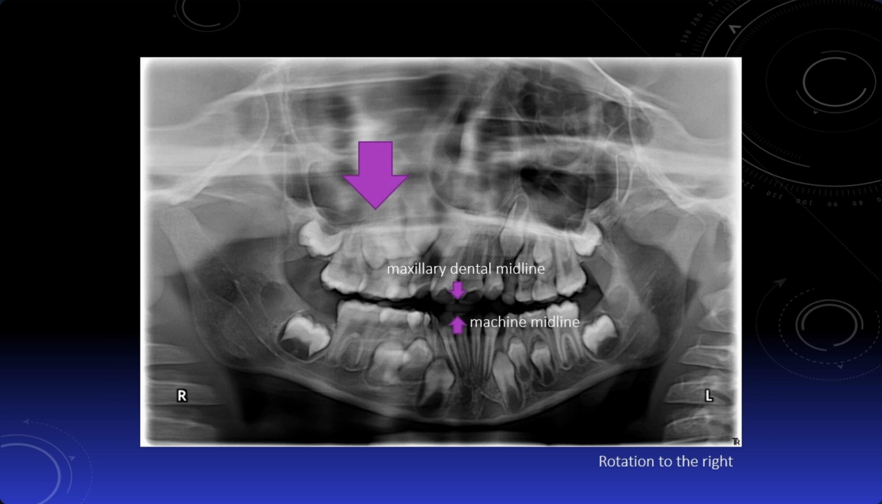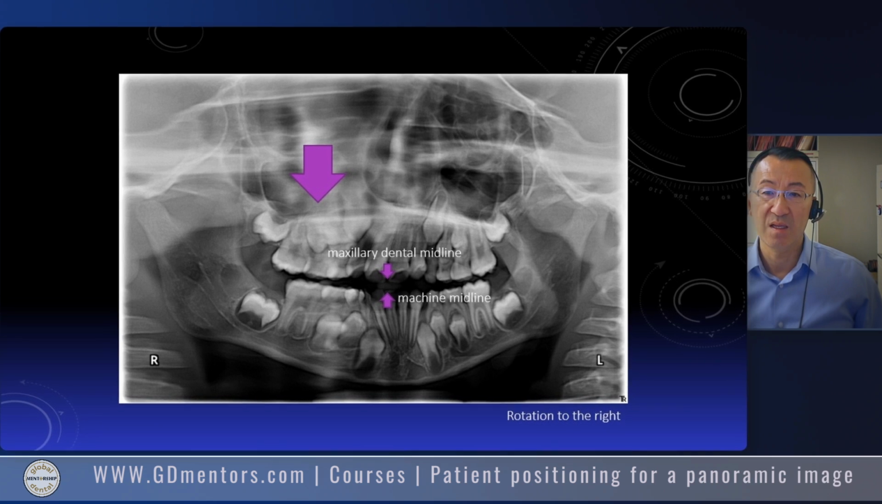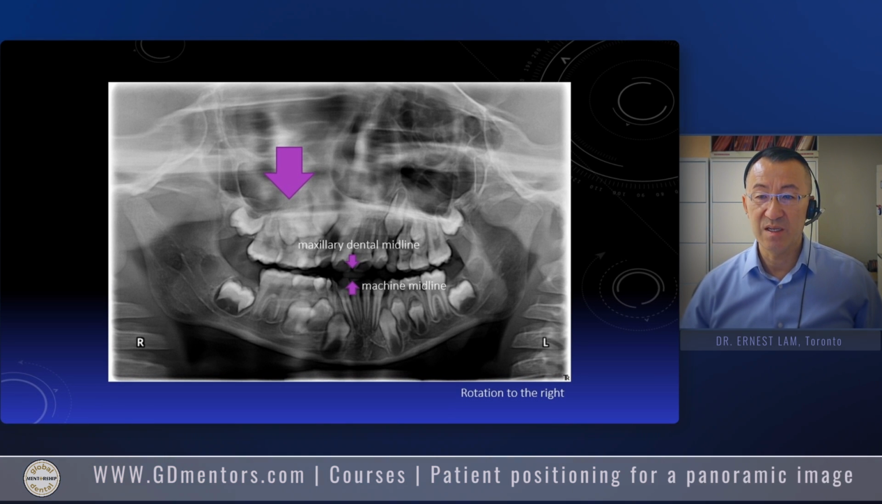If the patient is rotated to one side or the other, the side that is rotated outside of the focal trough will appear blurry and magnified, and this is what has happened on the right side of this patient. And the opposite side may look normal or slightly minified. Notice in this acquisition, the maxillary dental midline is in fact coincident with the machine midline. However, the patient is pivoting around this point and rotated.